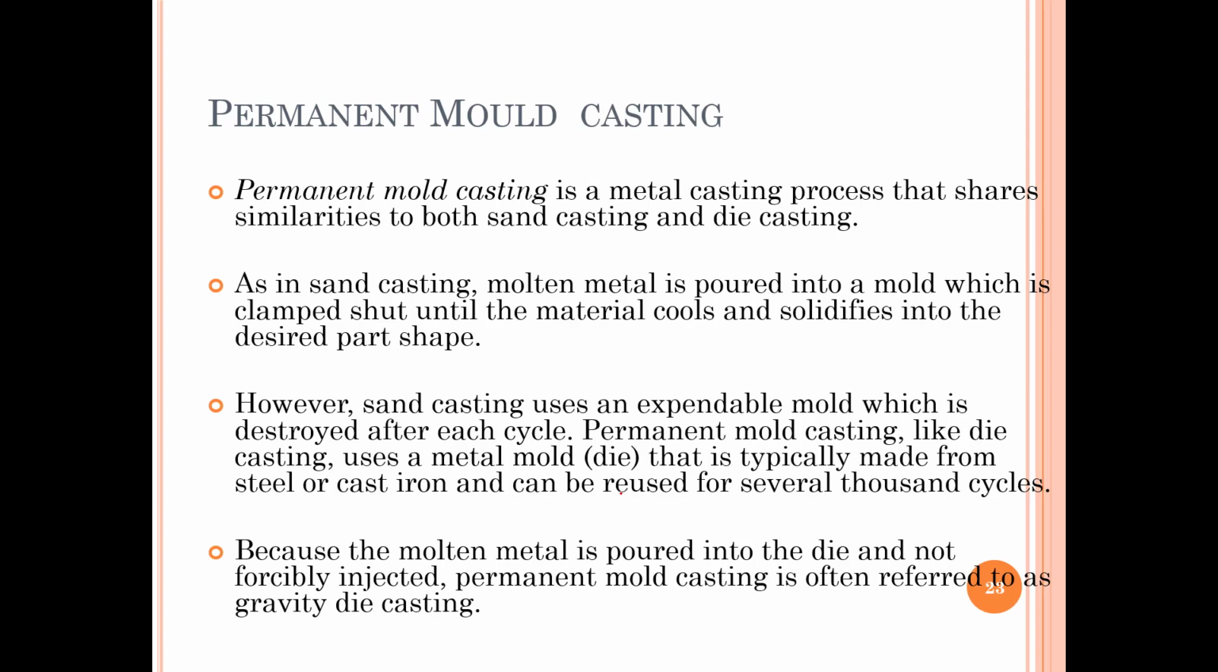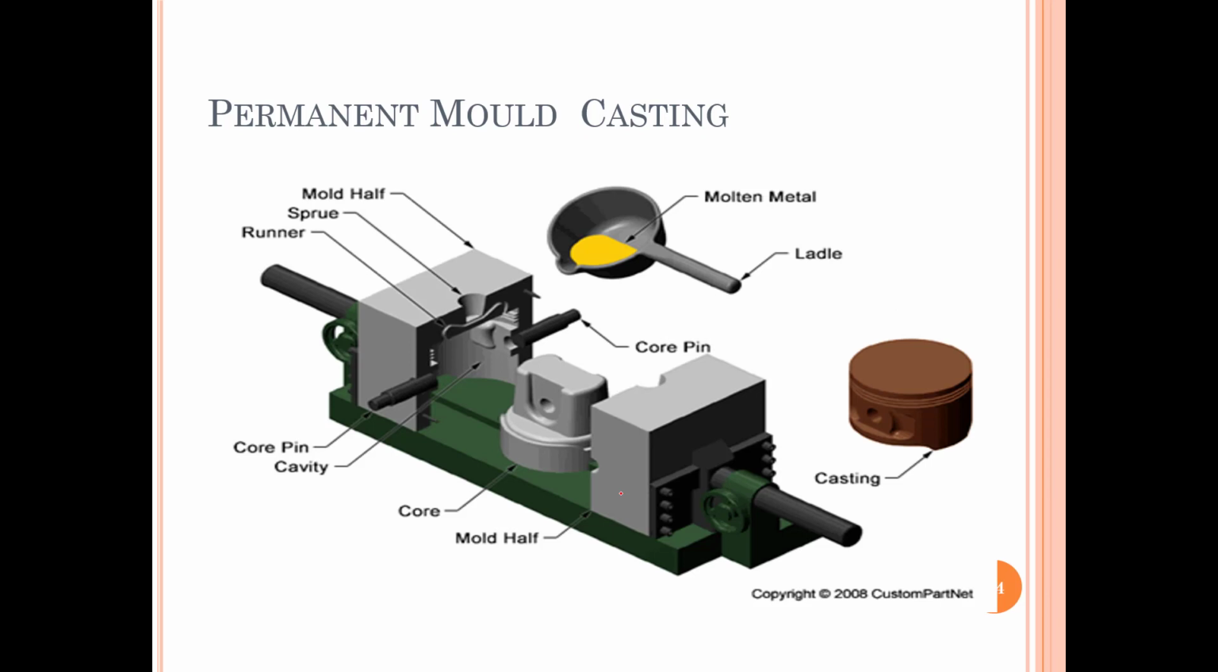Permanent mold casting, like die casting, uses a metal mold, or die, typically made from steel or cast iron, which can be reused for several thousand cycles. Because the molten metal is poured into the die and not forcibly injected, permanent mold casting is often referred to as gravity die casting.